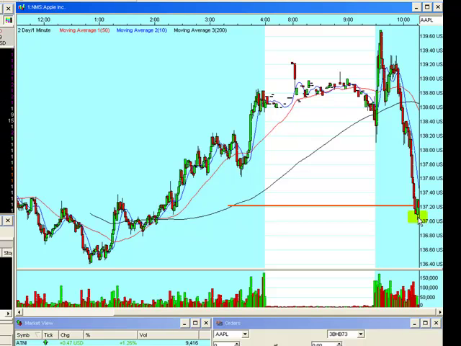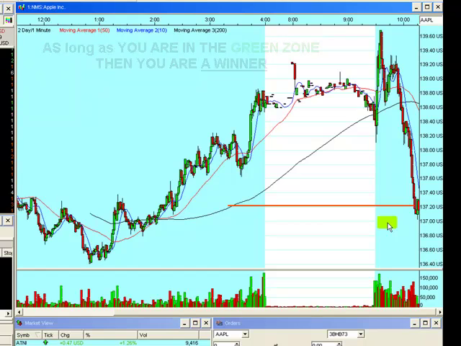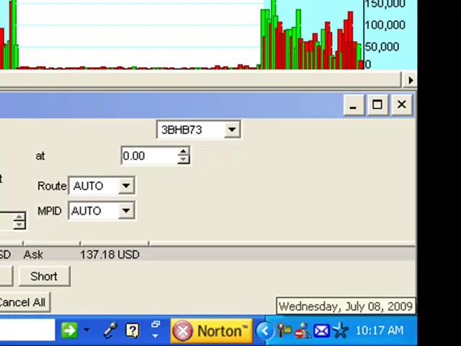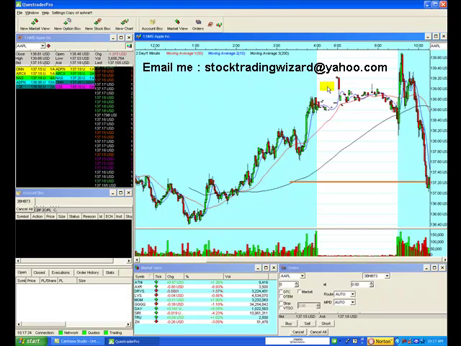And again, as I said earlier, 137.40. But again, you can take your money any time you want. As long as you are in the green zone, you are a profitable trader. Just remember that, folks. All right, just wanted to share this with you as you see me in real time. Wednesday, July 8th, 2009. Trading Apple short. Teaching you and sharing with you professional strategies that are only shared with professionals and the big boys on Wall Street.